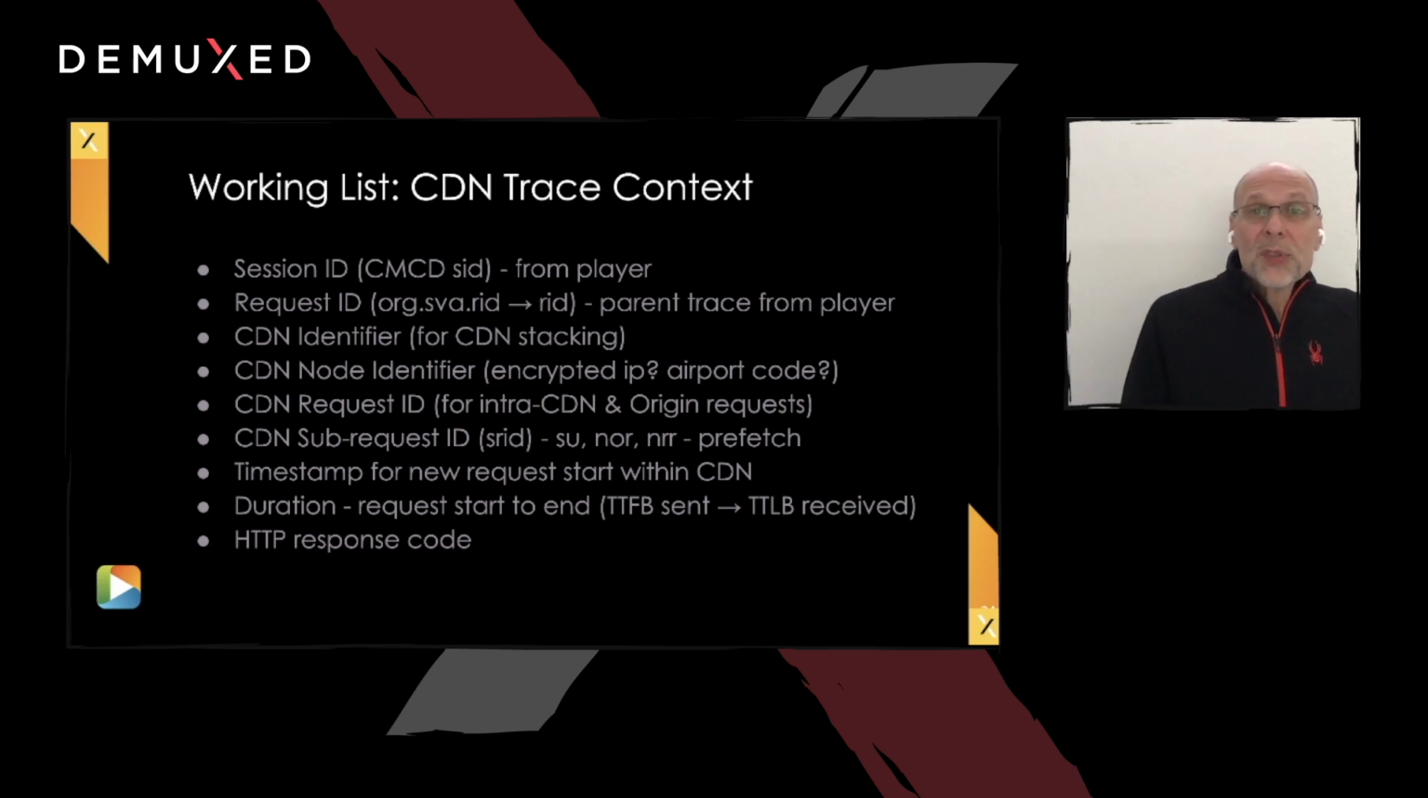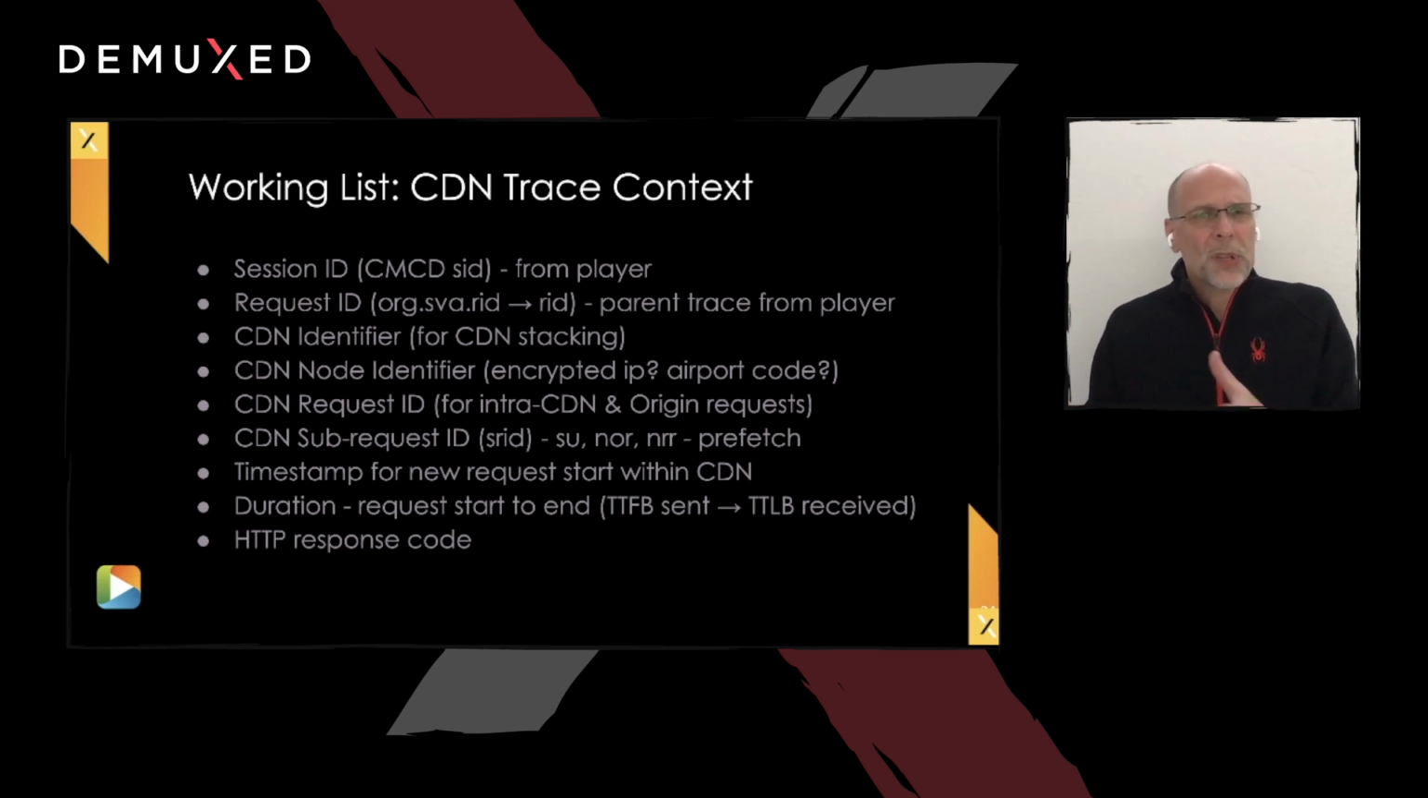This is our working list of context that we want to collect from the CDN when we do traces. It's a little bit more than what we described, but understandable. There's session ID and request ID, which we've talked about before. There's the CDN identifier. If you're doing CDN stacking, you need to know whether you're running in Fastly or AWS CloudFront. A node identifier, maybe an encrypted IP or something more general. And then, of course, if the CDN's making requests, either generating new request IDs or potentially generating what we're calling sub-request IDs for asynchronous prefetch requests. And then, of course, we need to get the timestamp, duration, and HTTP response code.